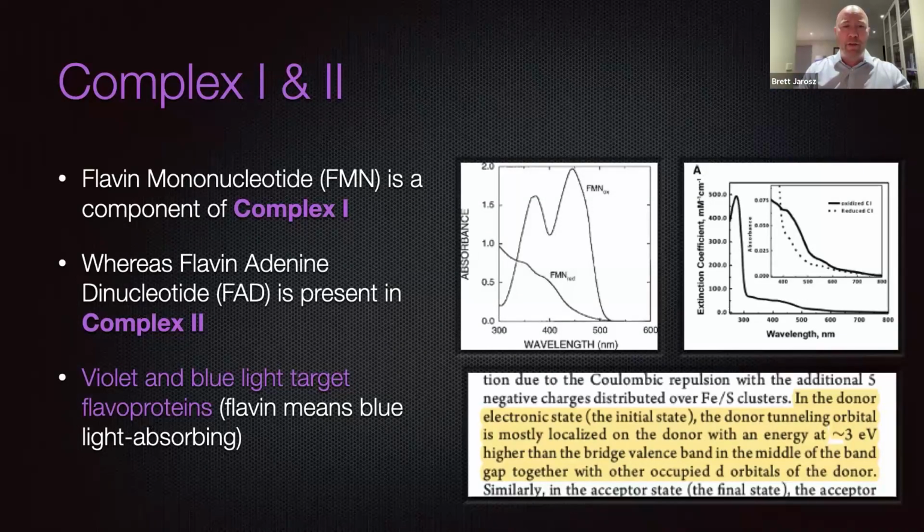Flavin mononucleotide is a component of complex 1, just like cytochrome C oxidase is a component of complex 4. Flavin mononucleotide and flavin adenine dinucleotide, which is in complex 2, flavin literally translates to blue light absorbing. So the flavin component of complexes 1 and 2 is what's absorbing that violet blue light, and cytochrome C oxidase is what's absorbing that red light. The pictures on the right show you those wavelength and electron volt components involved in that electron transport chain absorption.